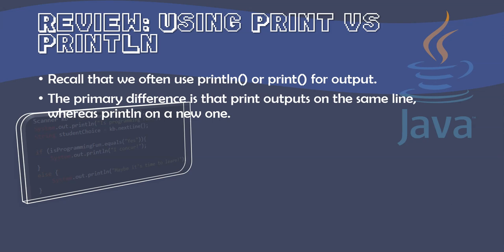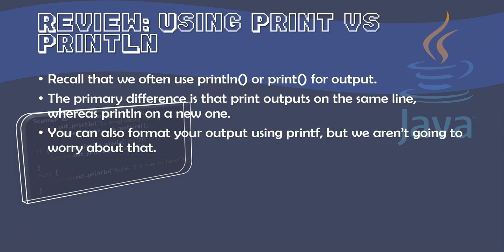The primary difference that we need to focus on with print and println is that, as you know, print should output to the same line, unless of course you put in an escape character that's going to return. Whereas every time you do a println, it will automatically go to the next line. You can also format your output using printf. However, we're not going to worry about using that right now. The primary thing we want to focus on in this review is using print and println.